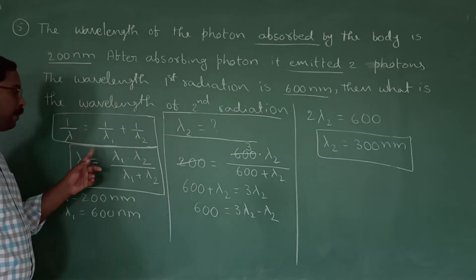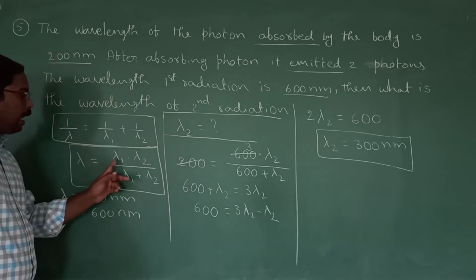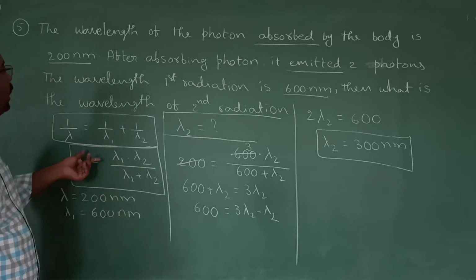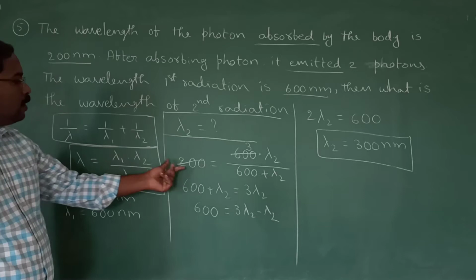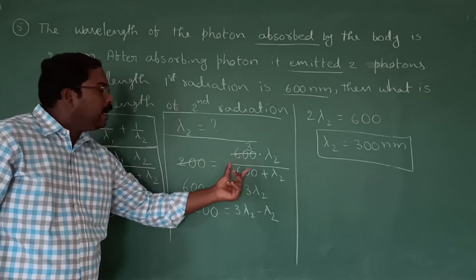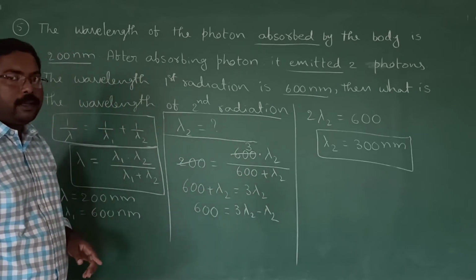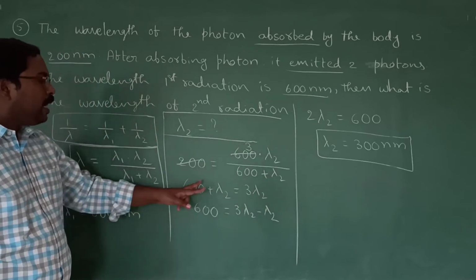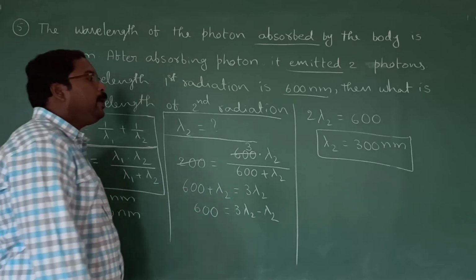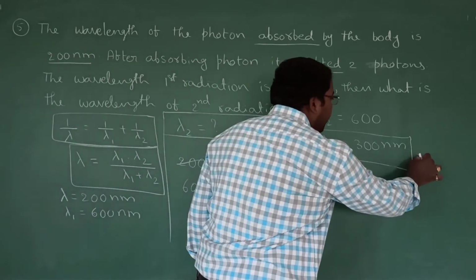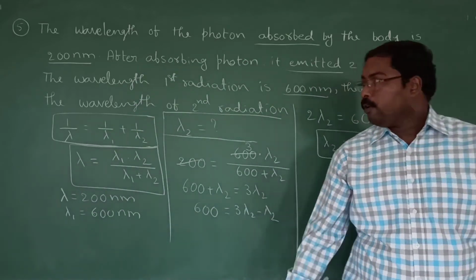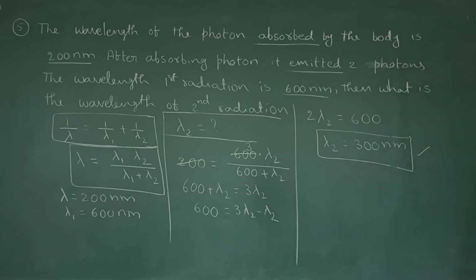After taking the LCM, the final formula is lambda 1 into lambda 2 by lambda 1 plus lambda 2. The absorbed wavelength is given as 200 nanometers. One emitted radiation is 600, the other radiation we need to find. Okay? These are normal calculations you already know. It is an easy one to solve. So finally we got the wavelength of the second radiation as 300 nanometers. Okay? Note down this one.